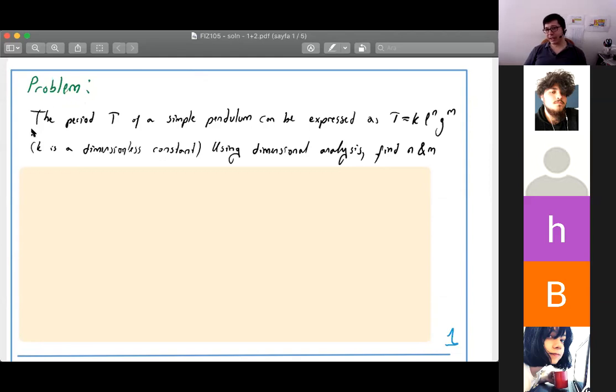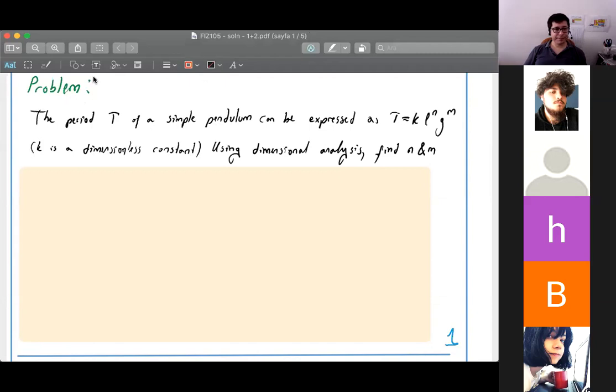It's about dimensional analysis. The period T of a simple pendulum can be expressed like this. Here, this capital T is the period. If you remember the definition of period, it's the amount of time required for one full cycle. T equals K times L to the N, G to the M. So what are these? K is a dimensionless constant. It's a number, okay? No dimension.